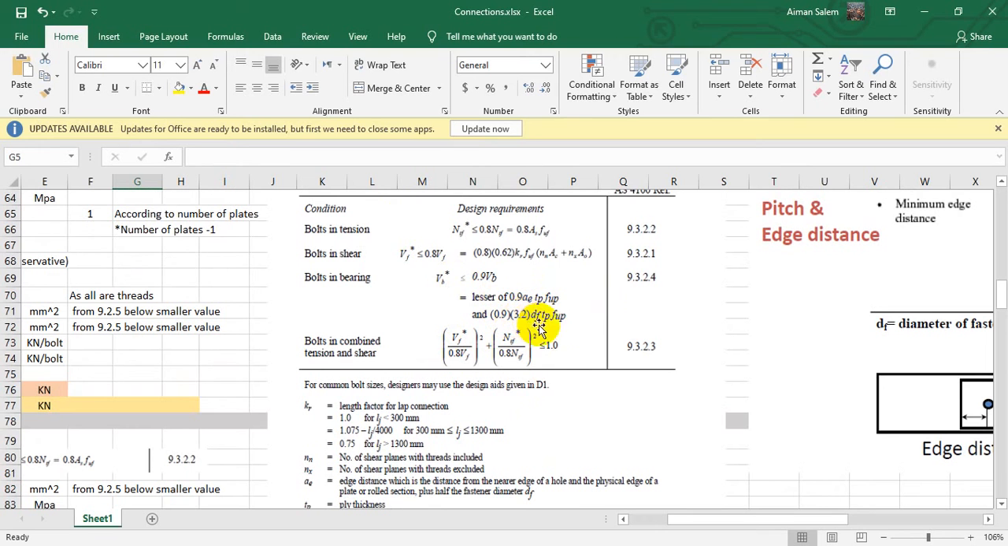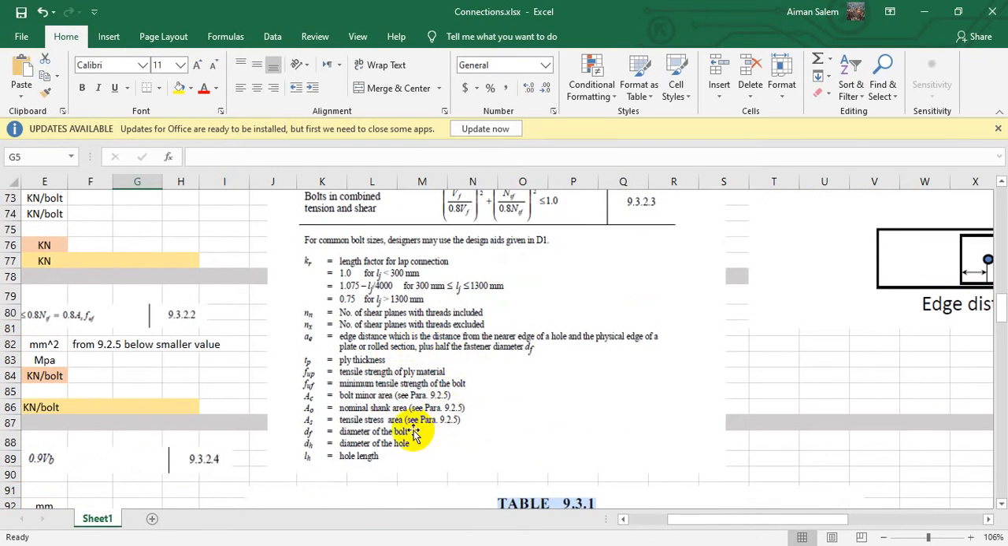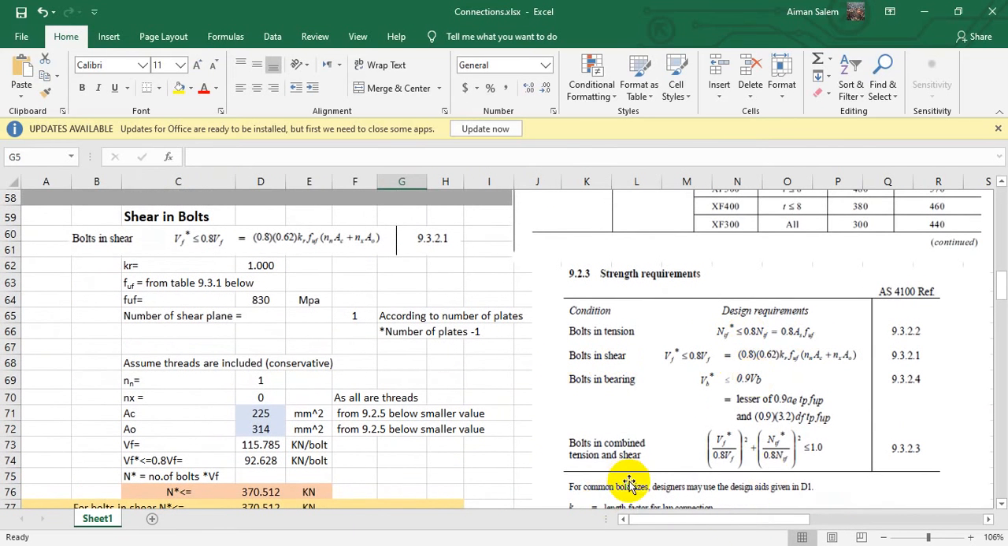Then you have to apply another formula to get which one is actually the lesser, which is 0.9 multiplied by 3.2 df, multiplied by TB, the thickness of the plate, multiplied by the FUB. So what is df? Df is actually the diameter of the bolt. We have M20, which means df is 20 millimeters. So let's go to our question to see which one of these we're having.